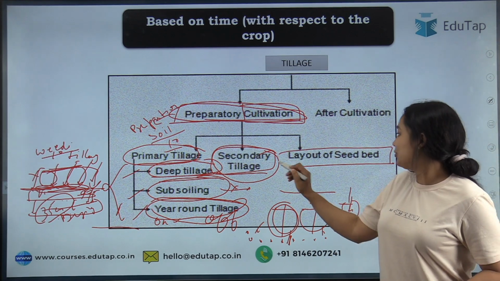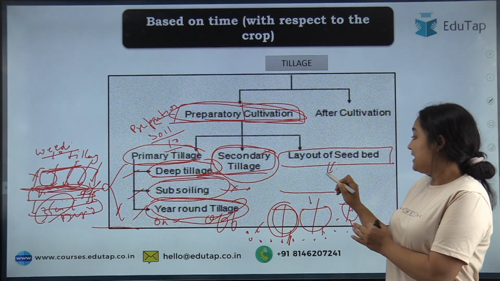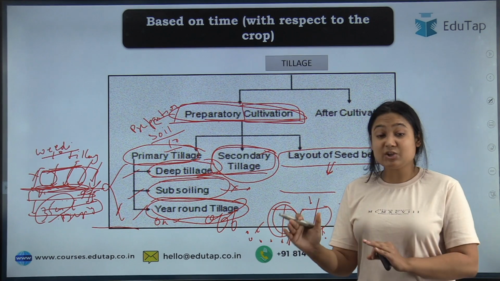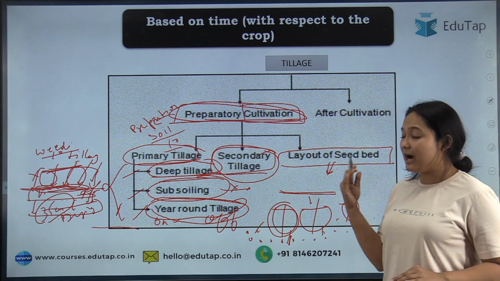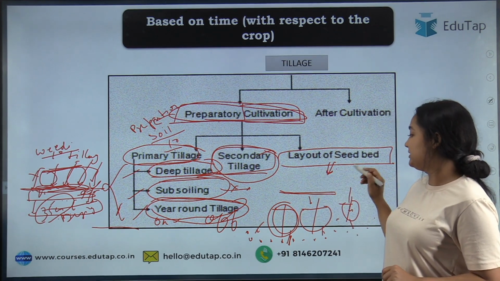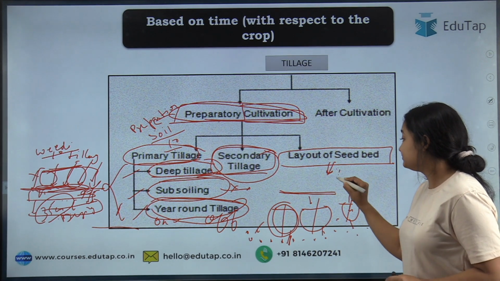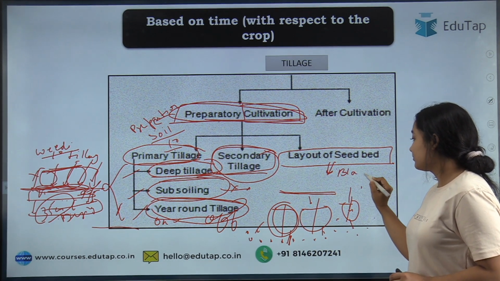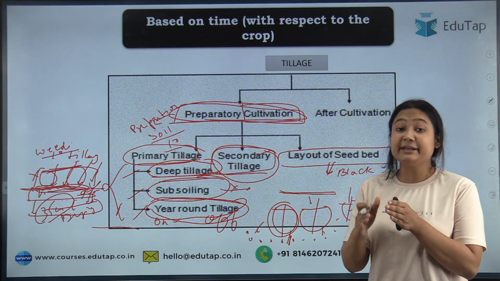Now talking about layout of seed bed, this particular tillage method is applied in some plants. It's not necessary for all plants. So if your field is leveled, some hardy crops don't need layout of the seed bed. But some of your crops, especially in case of black soil, before cultivating your land, you need to make furrows and ridges.